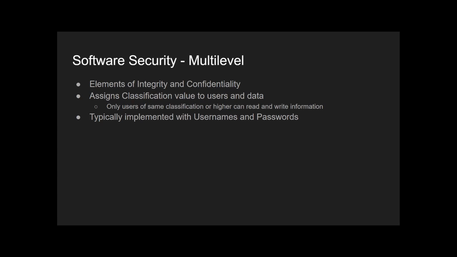Multi-level security policies tend to integrate elements of both integrity and confidentiality policies. What multi-level does is it assigns classification values to both users and data. Only users with the same classification value or higher can read or write information to particular sets of data with the same classification value. This is typically implemented at governmental levels.